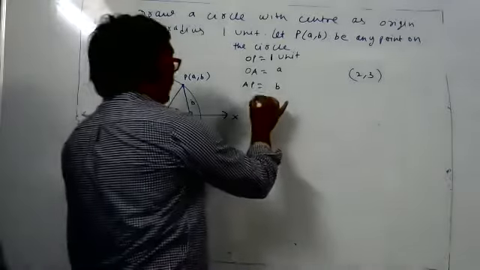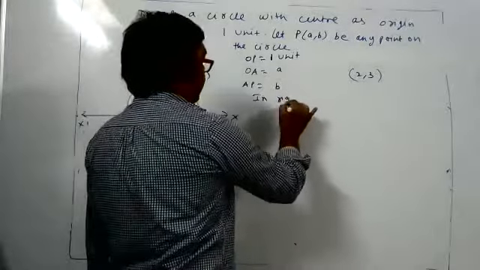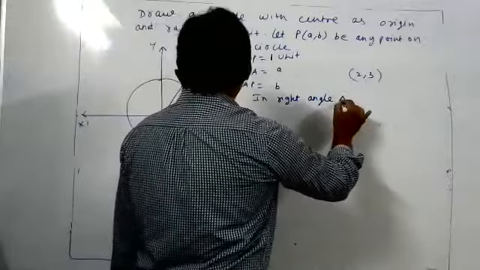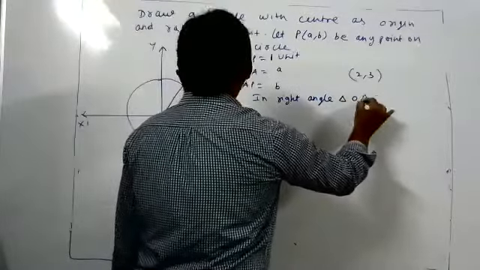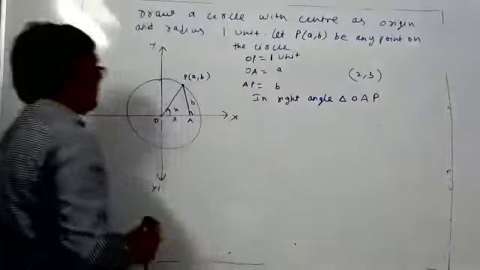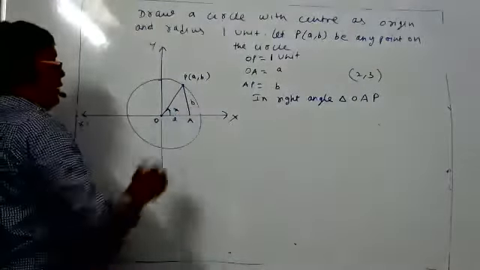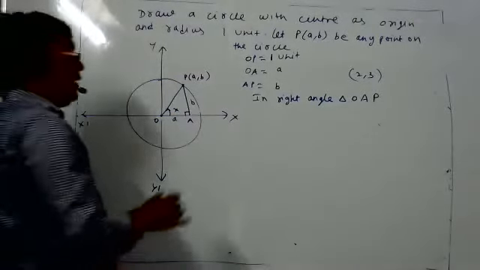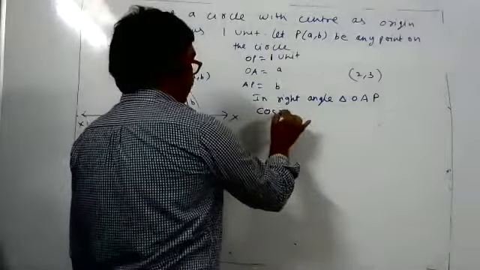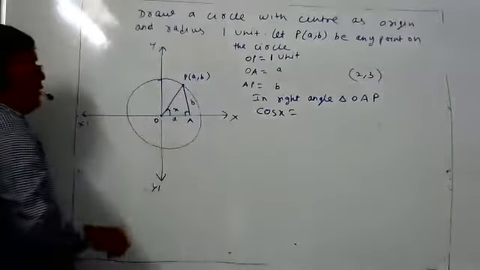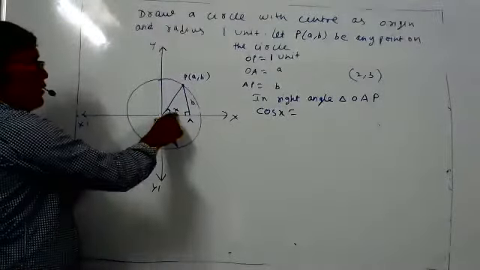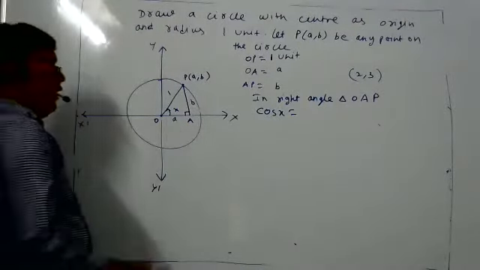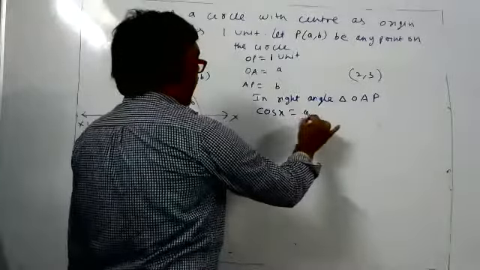Now students, in right angled triangle OAP, all of you can see it. In this right angled triangle, what is cos x? Cos theta, in the place of theta, I wrote x. What is the cos x value? A by 1, that is A.